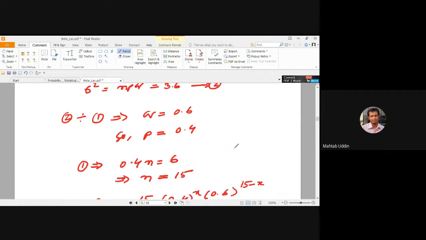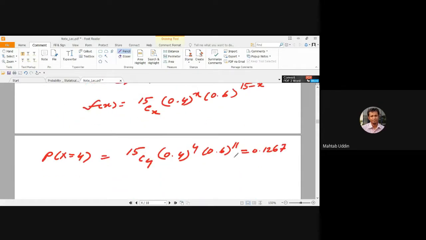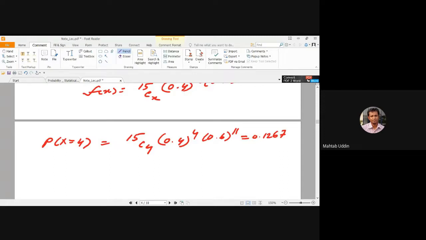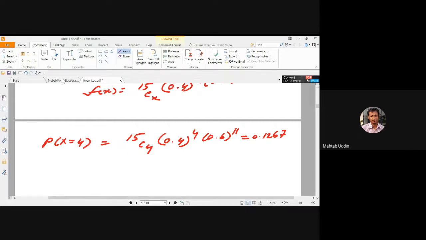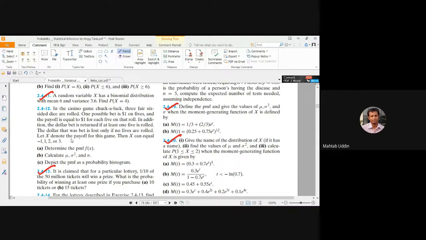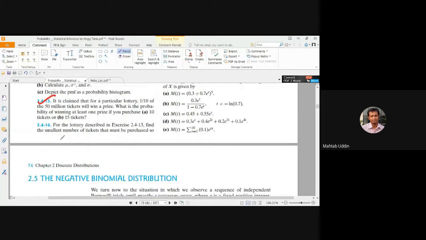So, 11 is actually technical rather than calculative. Then 13. 13 is slightly crucial. It is claimed that for a particular lottery, 1 by 10 of 50 million tickets, that is the technique. Actually, the probability is 1 by 10. This 50 million is actually valueless.